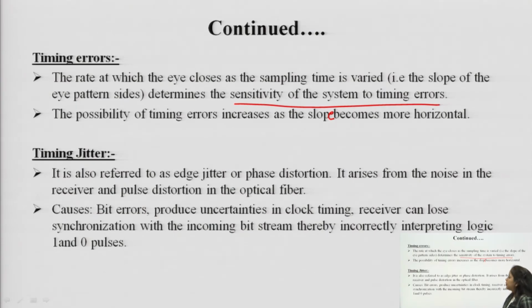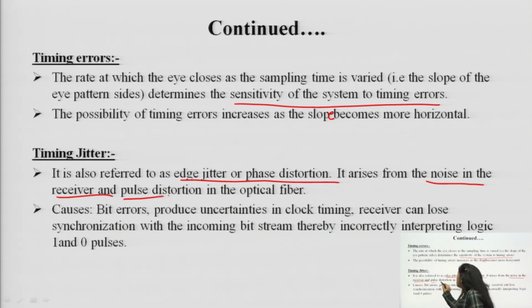Now, there comes the timing jitter. It is referred to as the edge jitter or the phase distortion. It arises from the noise in the receiver and pulse distortion in the optical fiber. So, which things are responsible for this edge jitter or the timing jitter, or we can say the phase distortion? Noise in the receiver and the pulse distortion which occurs in the case of an optical fiber.